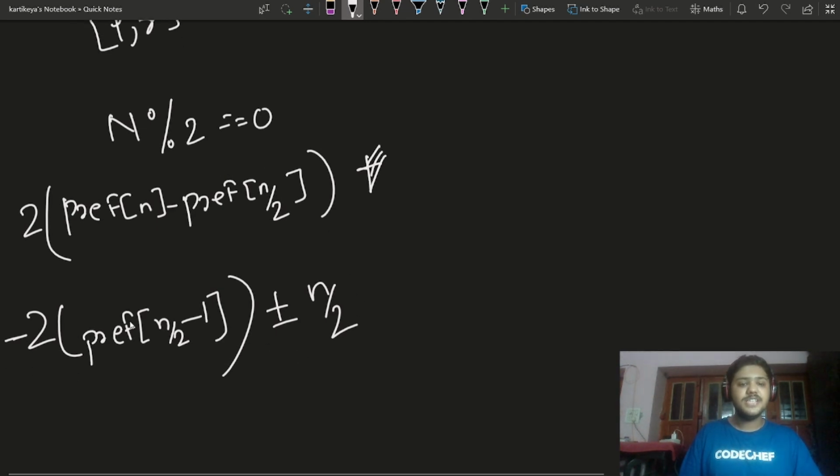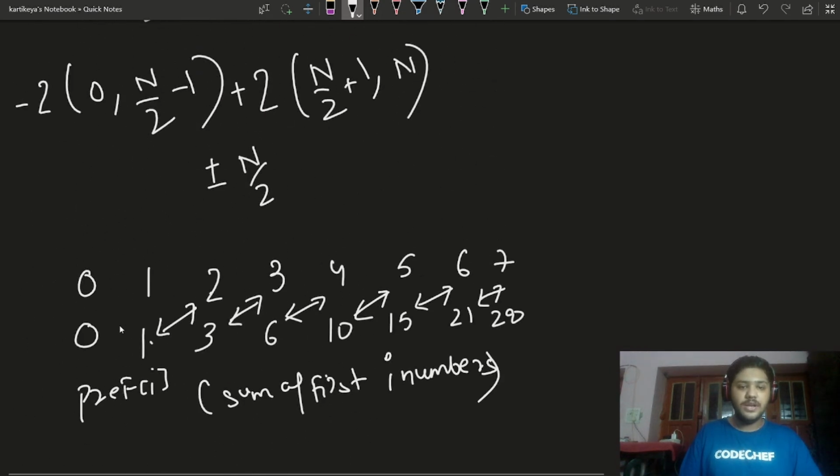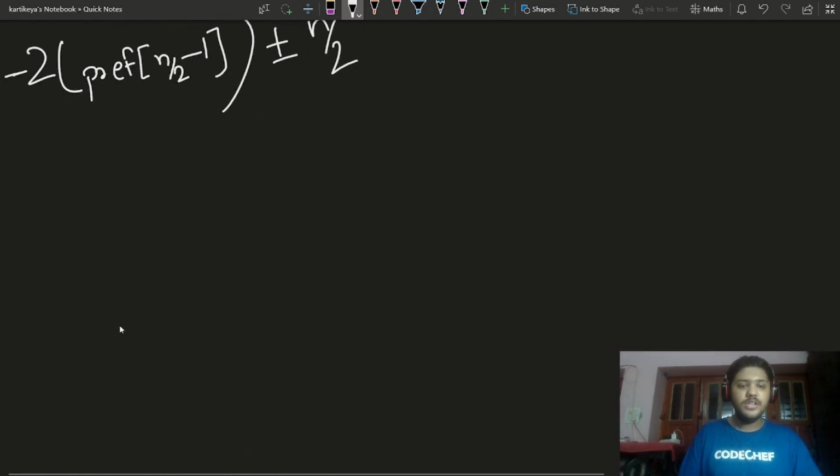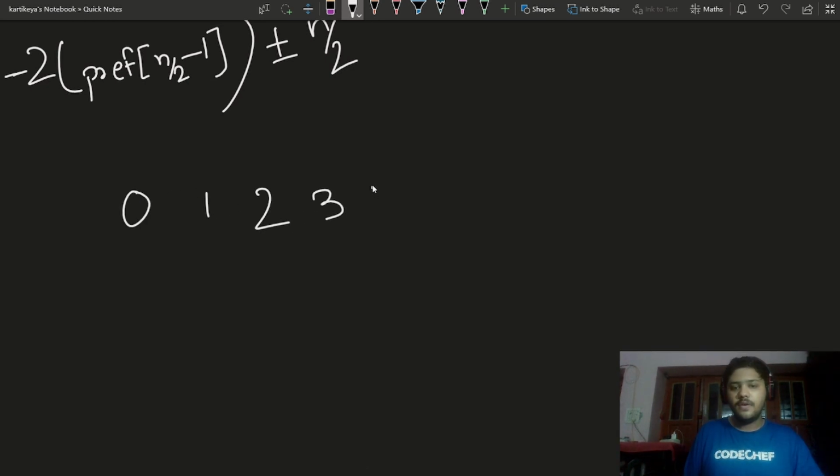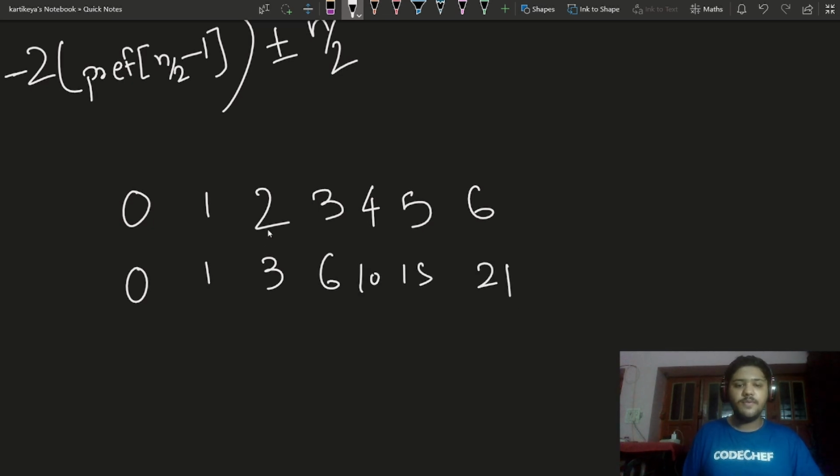Now let's discuss a bit more on the prefix array. Let's assume that we want the sum of numbers from L to R. Okay, we are having this particular prefix. Now what would be the prefix array? It would be 0, 1, 3, 6, 10, 15 and 21. Now say we want the sum of numbers from 2 till 5. So 2 till 5, prefix of 5 minus prefix of 1.